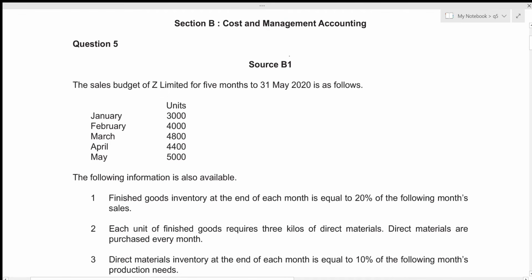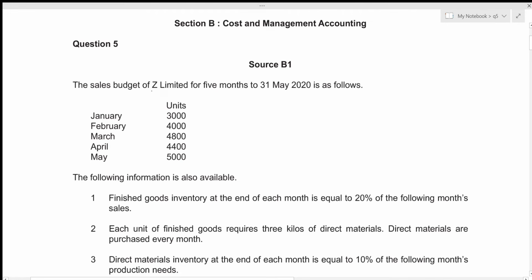Hi everyone, today we'll be going over accounts February-March 2020, paper 3-2, question number 5. This is structured paper 3 which consists of 6 questions, each of 25 marks, and we are also given a time limit of 3 hours. So we will be attempting to solve each question under 30 minutes. And this question number 5 is a part of section B which deals with cost and management accounting. So without any further delay, let's get started.